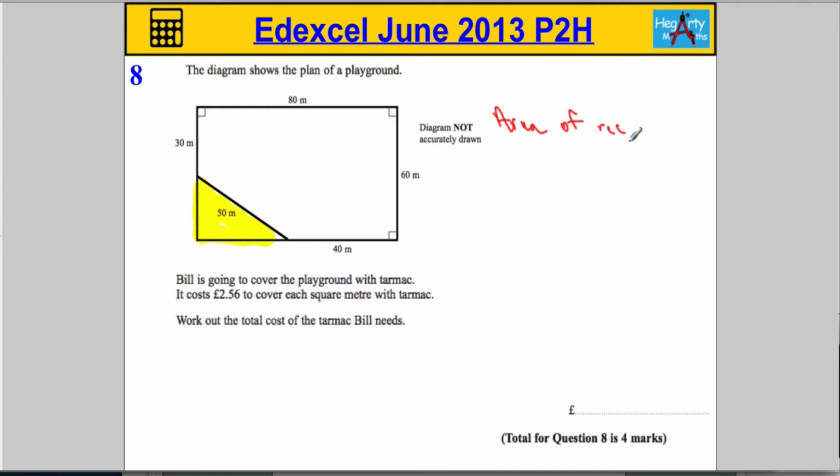And that's going to be found by multiplying the length times the width. So the length of the rectangle is 80. The width is 60. 8 times 6 is 48. And 80 times 60 is therefore 4,800 meters squared. Okay. Now the triangle, the area of a triangle is found by doing the base times the height and then dividing that by 2.